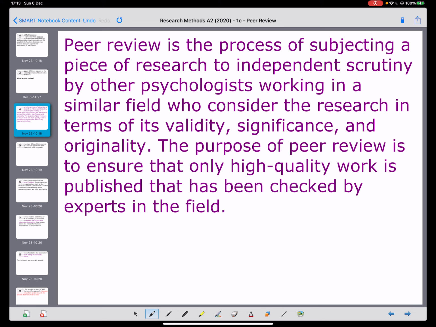So what we need to pick up here are a few key words, okay? So peer review is a process of subjecting a piece of research to independent scrutiny. So in other words, we've already done the research, okay, and I'm attempting to make that research available to others. But before I do that, I need it to have this thing called independent scrutiny.